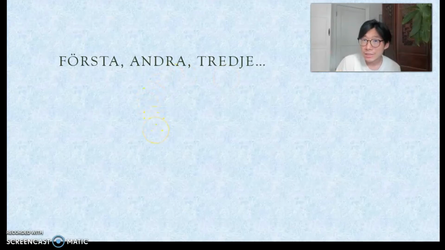Men en jätteviktig sak att tänka på är att du använder första, andra och tredje bara för att argumentera någonting. So in Swedish, första, andra, tredje are only used to argue, not to tell the order of an instruction, for example.